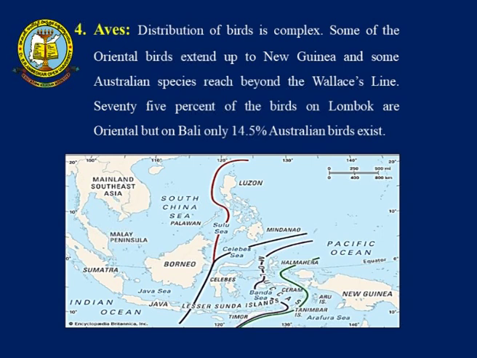75% of the birds on Lombok are oriental, from the oriental region. They were able to fly till the Lombok region over there. But on the Bali side, only 14.5% of Australian birds exist. So, from this they were not able to jump over here. From oriental they were able to fly. So, that is the reason why you find almost around 75% from the oriental region.